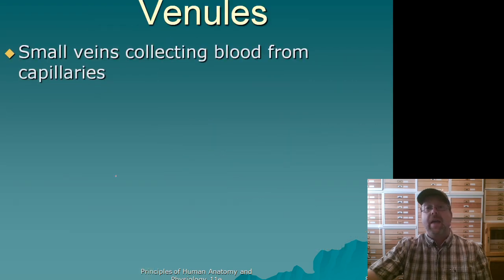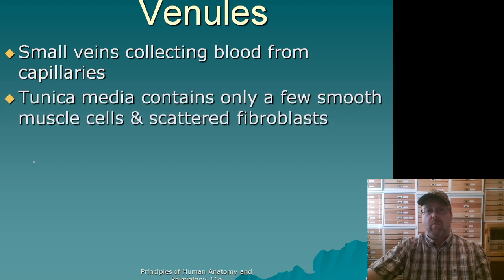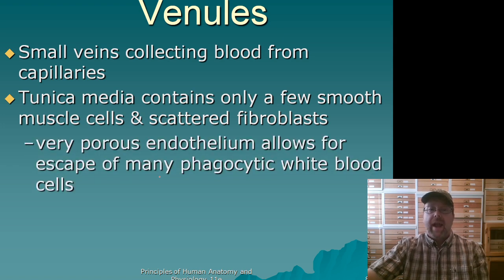All right. And then once we're done moving products in and out of the capillary, the blood is going to then exit the capillary and start heading into the venules. Venules are just small veins. So it says we're going to collect blood from the capillaries. It says the tunica media only contains a few smooth muscle cells. So they have all three layers. They just don't have a lot of muscle. And the venules are also very porous.